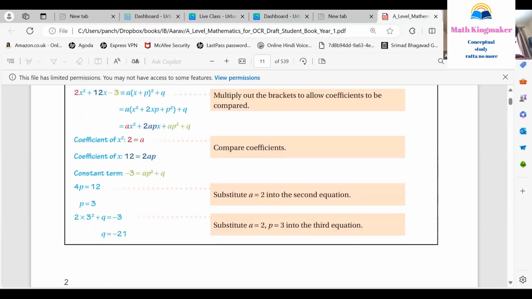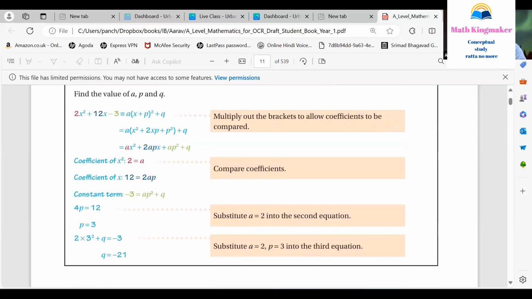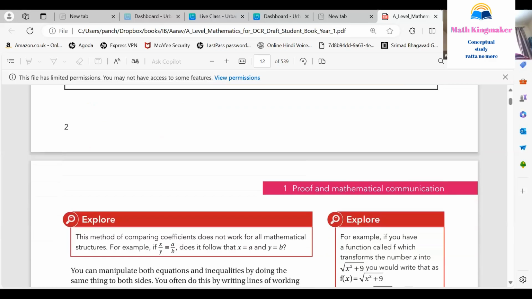So this is the congruent symbol, the congruent expression. These two expressions are congruent. Congruent means they are the same statement, or they can be equal.